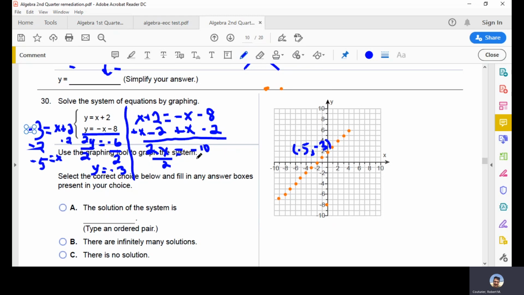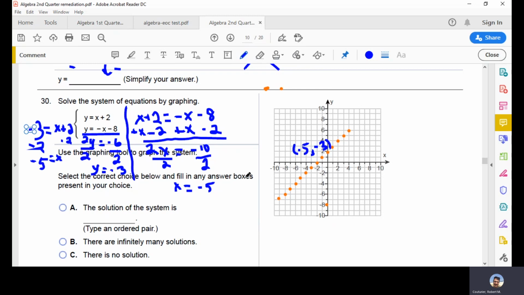Divide by 2. Divide by 2. X equals negative 5. Oh, look at that. Imagine that. Our x coordinate when we graphed it, it said it was negative 5. When we did it by elimination, it says it's negative 5. So now how do we find that y?